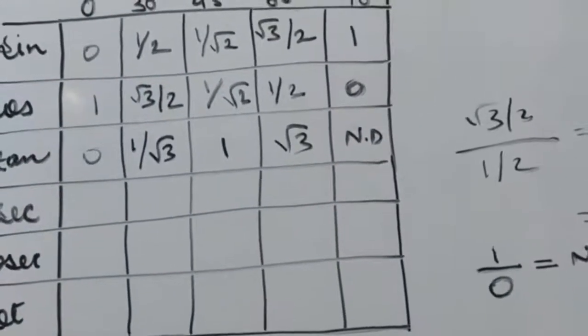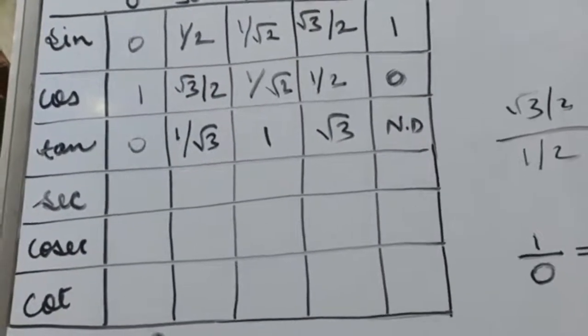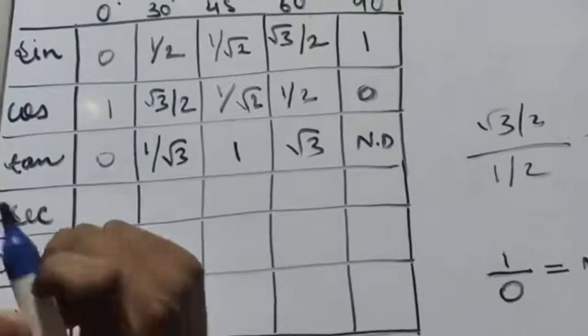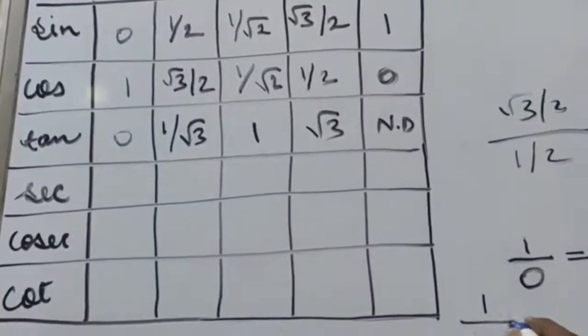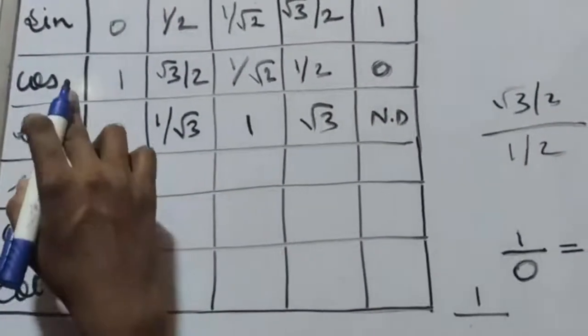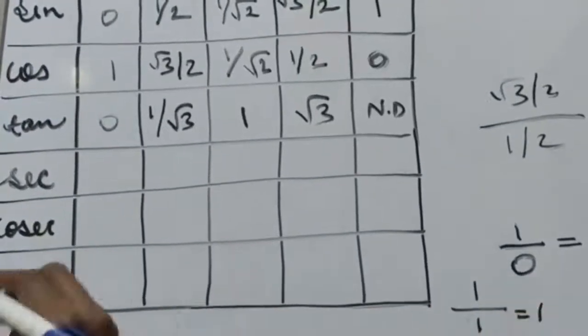So as we know, sec theta is the reciprocal of cos theta. So sec 0 degree will be 1 upon cos 0 degree. So here 1 upon cos 0 degree is 1, equal to 1.